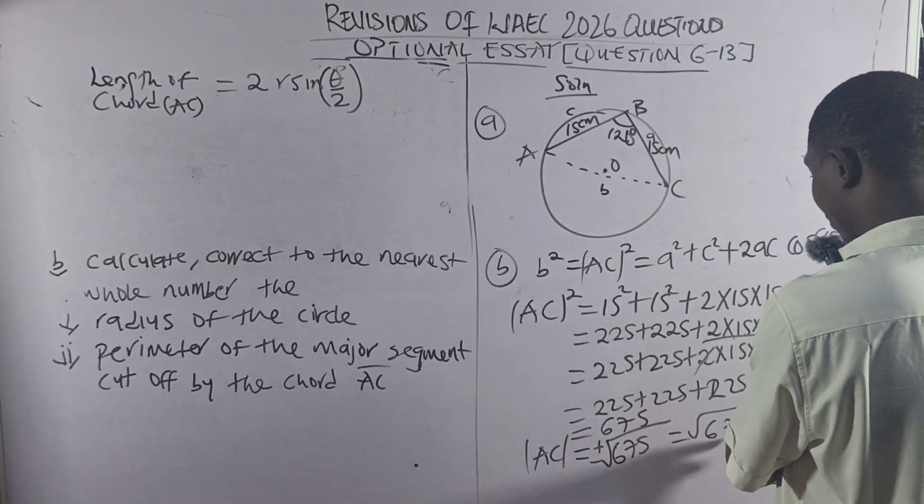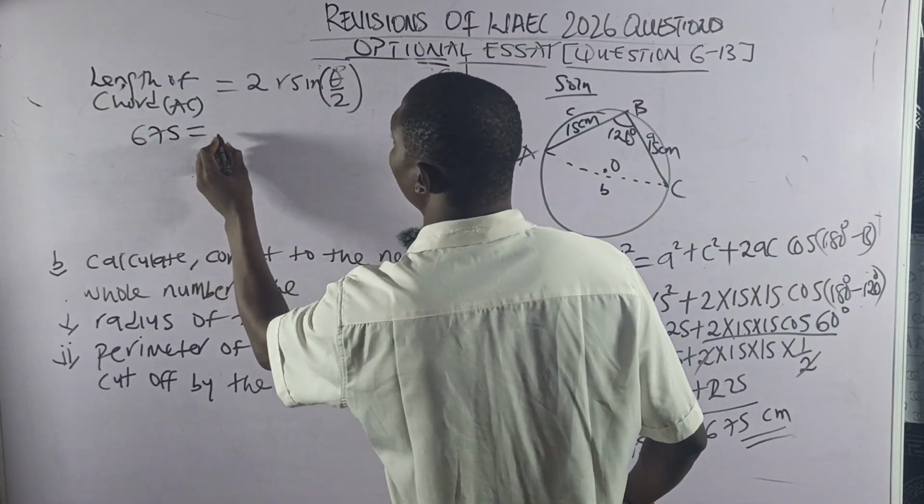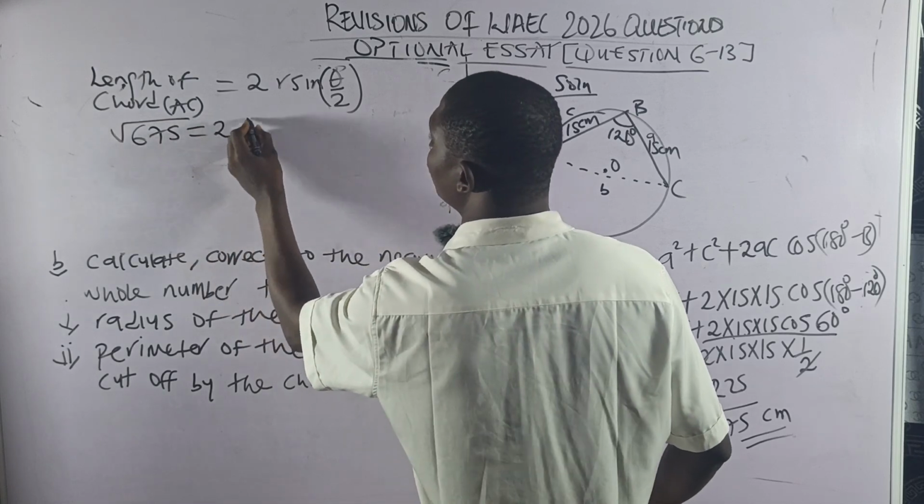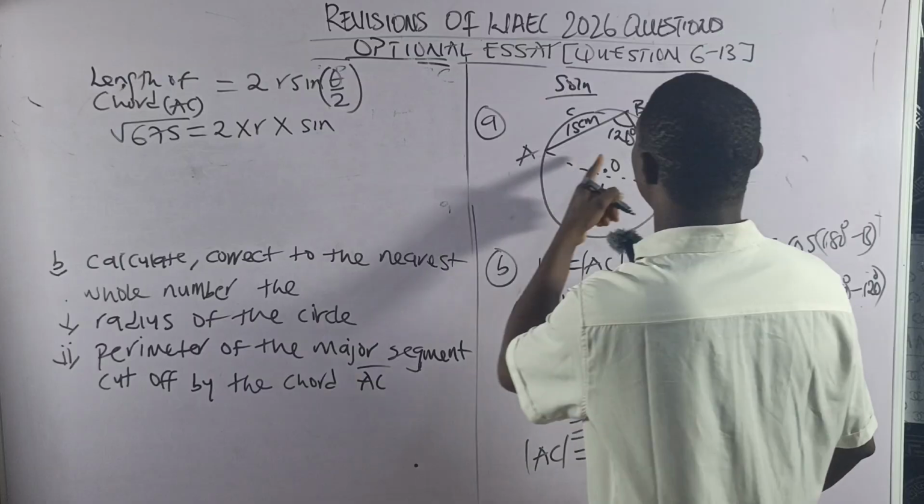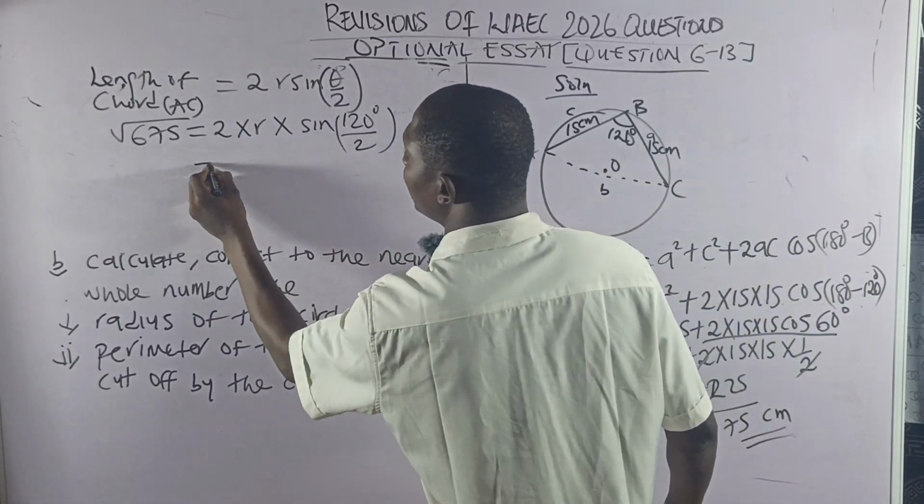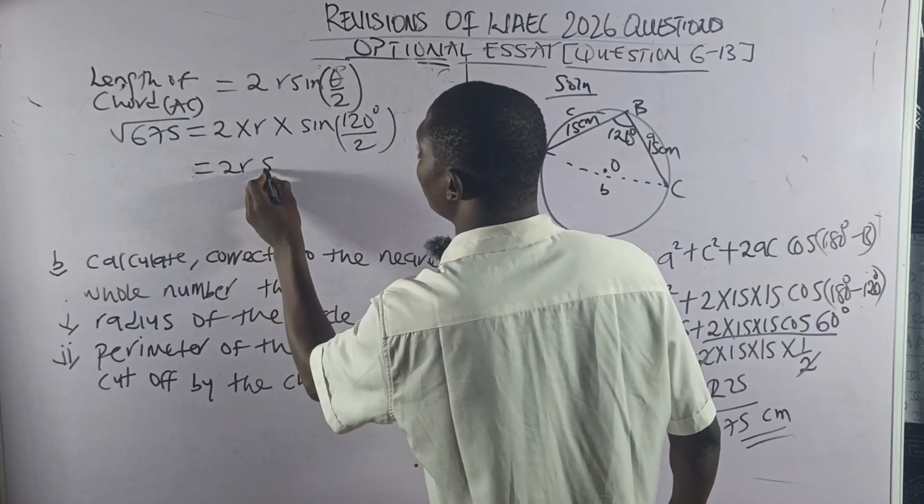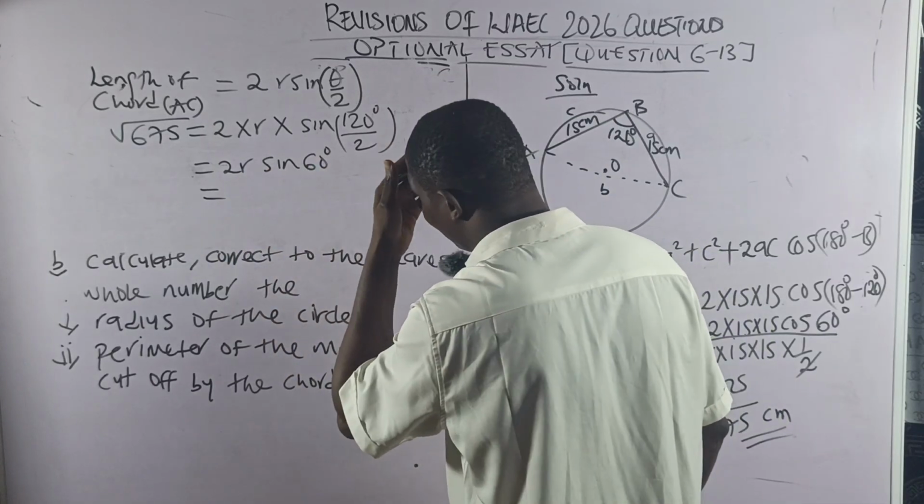Now the length of chord is already 675. So we have square root of 675 equals 2 times the radius we are looking for times sine of the angle. The angle is 120 degrees, so I have 120 degrees over 2, which gives me 2r sine 60 degrees.